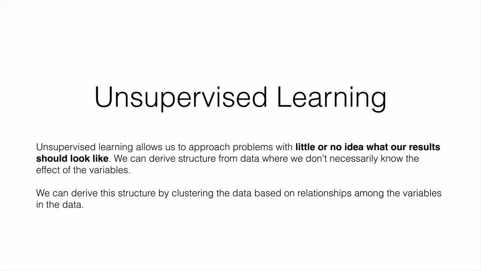Okay, so let's move into unsupervised learning. Unsupervised learning allows us to approach problems with little or no idea what our results should look like. We can derive structure, though, from data where we don't necessarily know the effect of the variables. We're getting now into an area where we want to know what is the pattern. Give us some idea from all this data because we don't really have an idea. And then we can derive the structure by clustering. It's a key component. The data based on relationships among variables in the data.